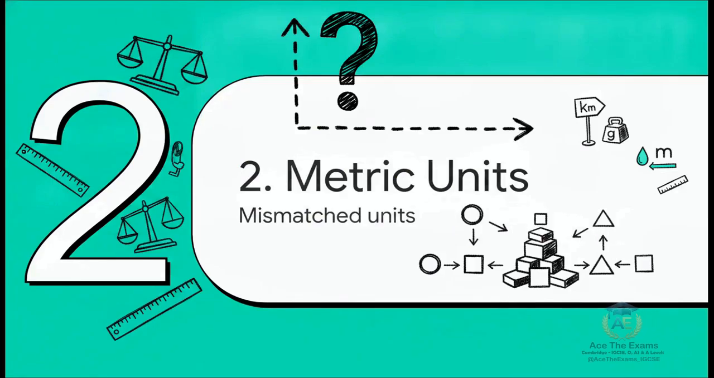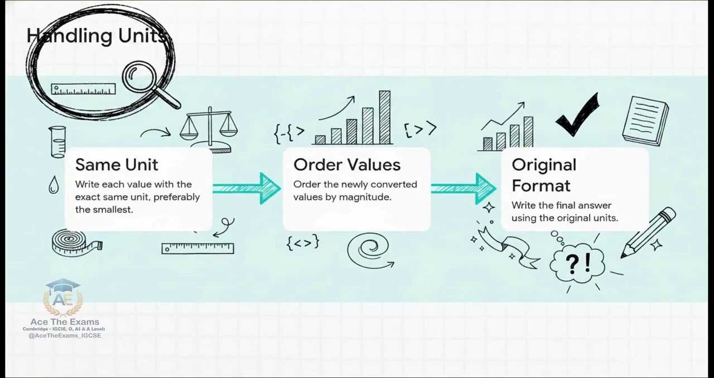Moving right along to Section 2, integers and metric units. This is where we step up into our first real level of exam complexity. We're dealing with whole numbers, but they have completely mismatched metric units. This is a classic move where the examiners test if you remember your basic conversions before they even let you start the actual ordering process. So how do we handle this?